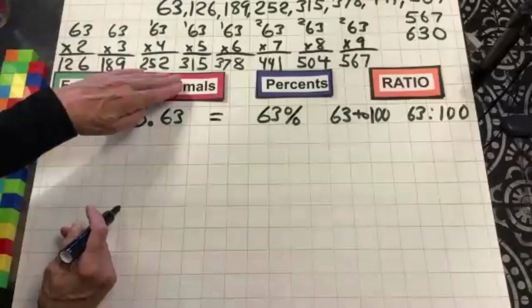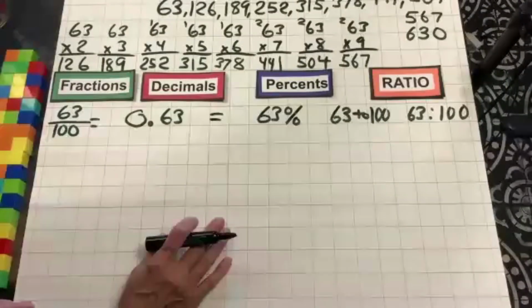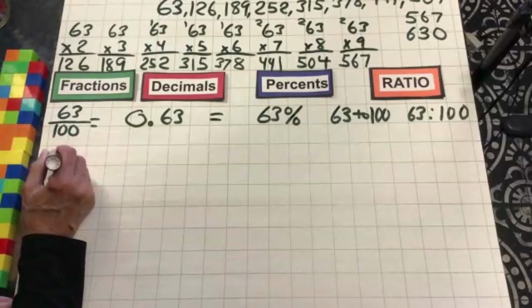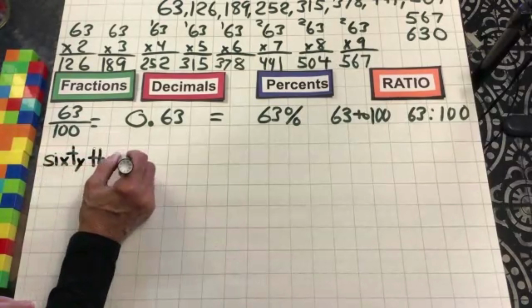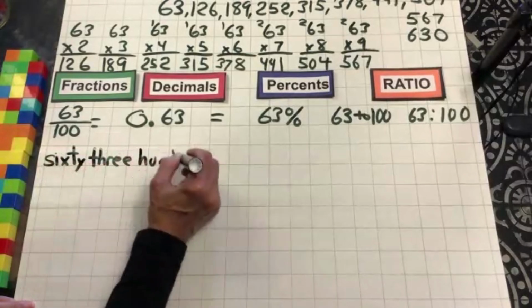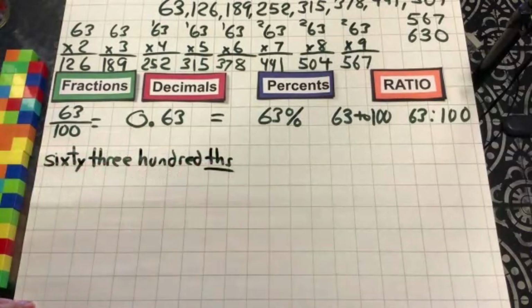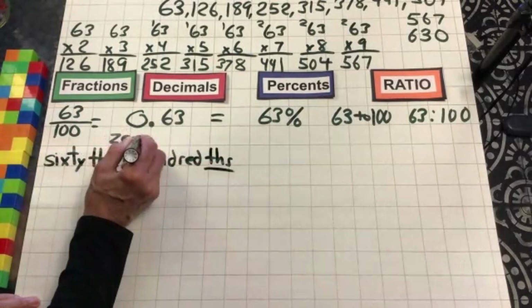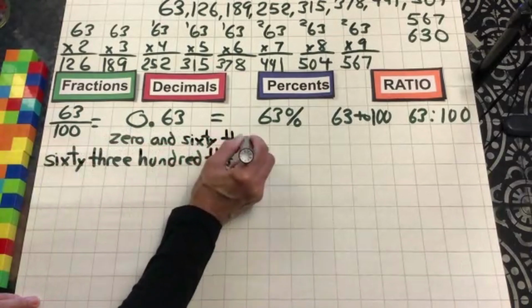And you don't have to write the words fraction, decimal, percents. I just put it out there so that you have that visual. So let's write this in word form, 63 hundredths. And we write this out every time because you're going to remember that the THS is important when we're talking about partial numbers. Our decimal would be 0 and 63 hundredths.